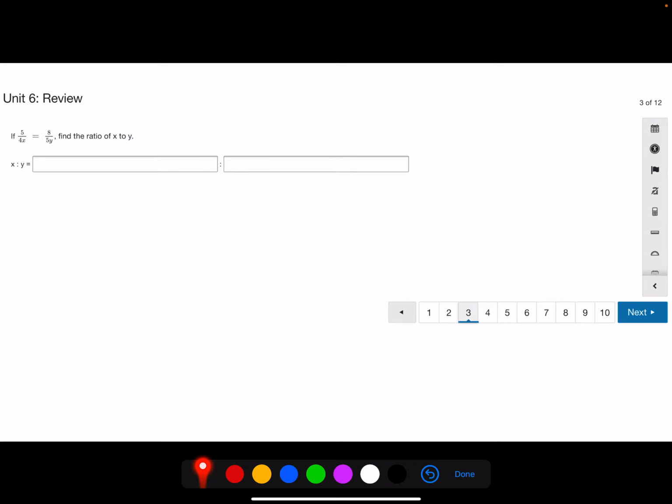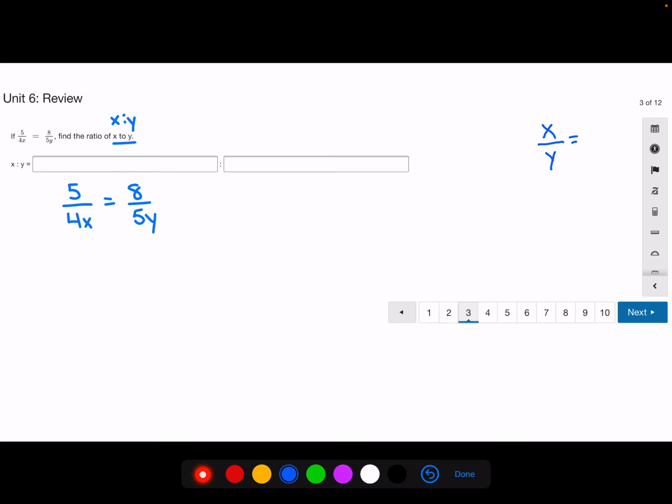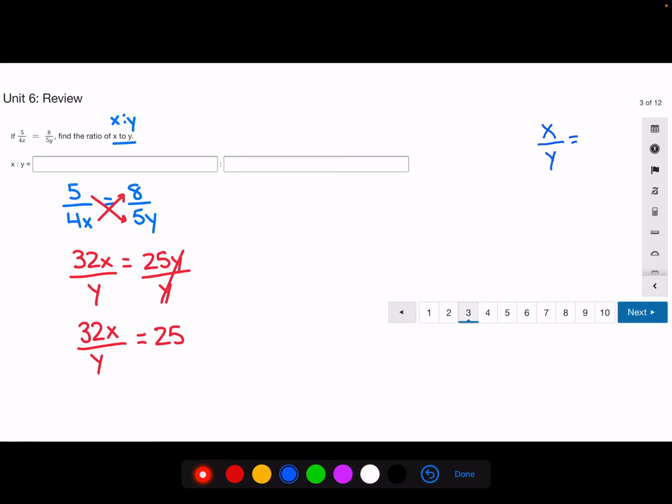This time we have 5 over 4x equals 8 over 5y. Again, we want to solve the ratio of x to y. So we want our final answer on one side of our proportion to be x over y equals our answer. So to start this one off, of course, once again, we're given a proportion this time, and we know how to solve proportions. We just cross multiply. That'll give us 25y equals 32x. From here, again, it's very similar to the last one. I want to get y in my denominator. So I divide both sides by y, and that'll leave me with 32x over y equals 25.